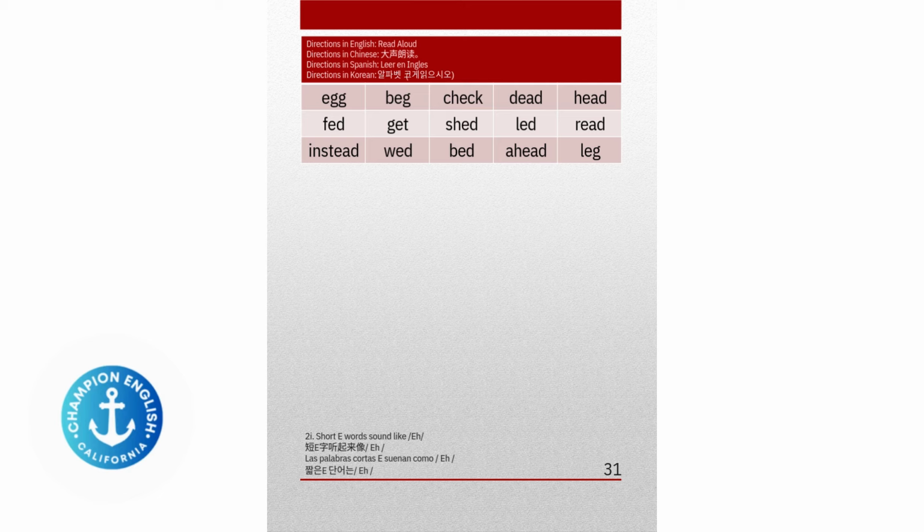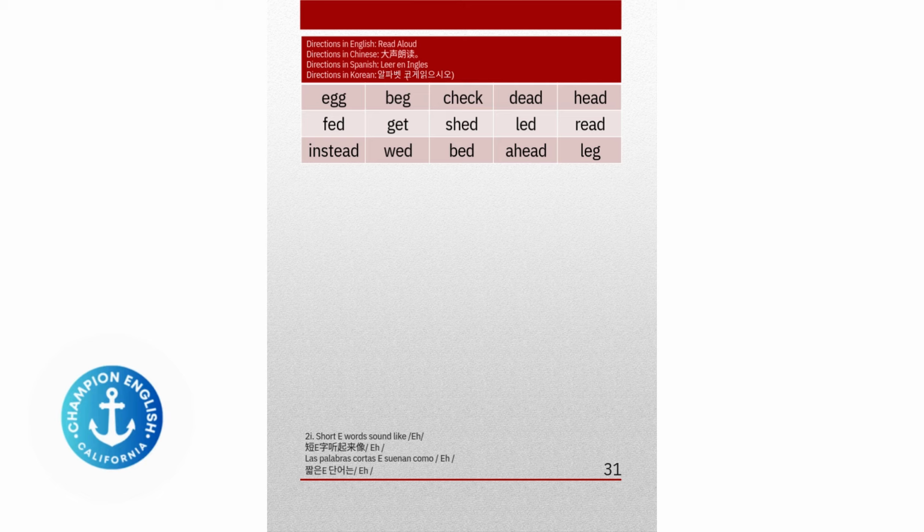Now, what we're going to do is we're going to sound out each word like we were reading it. So, L and egg, leg. Ch and ek, check. D and ed, dead. H and ed, head. F and ed, fed. G and et, get. Sh and ed, shed. L and ed, led. R and ed, red.